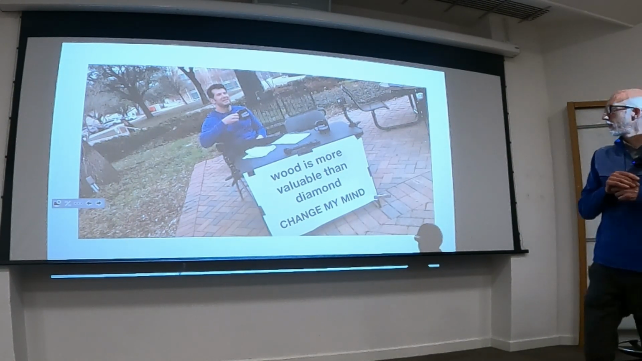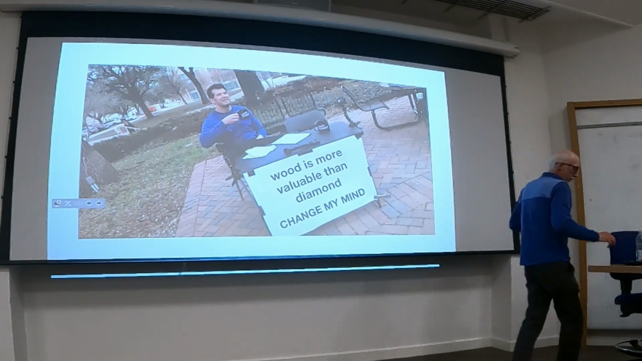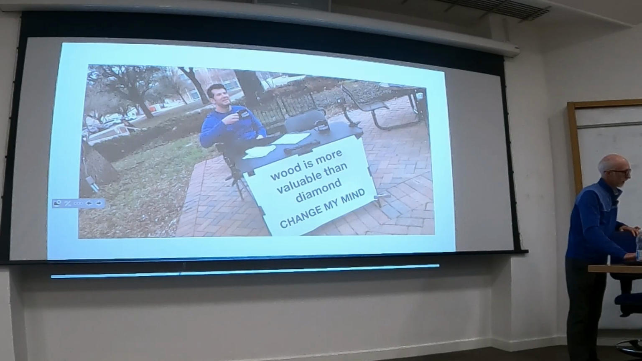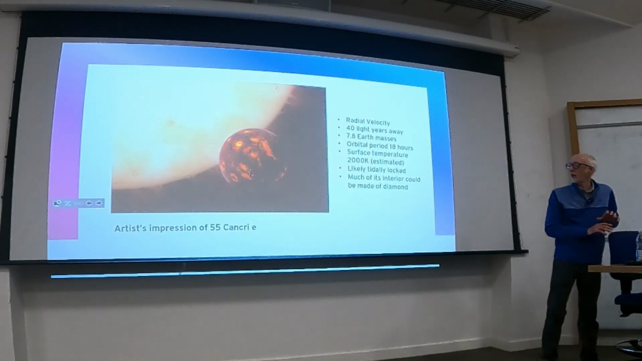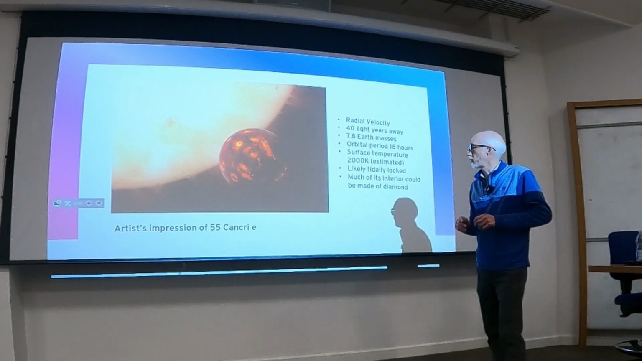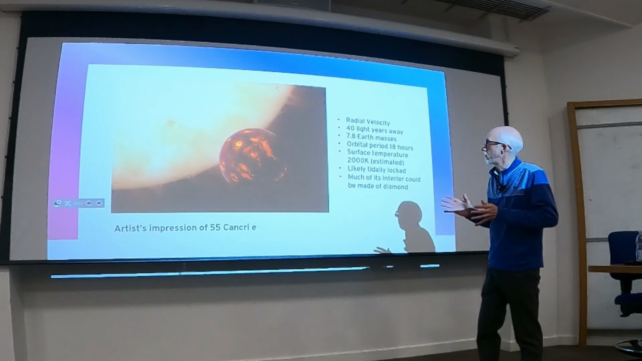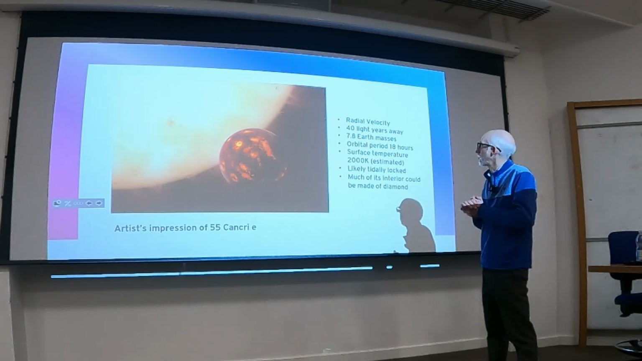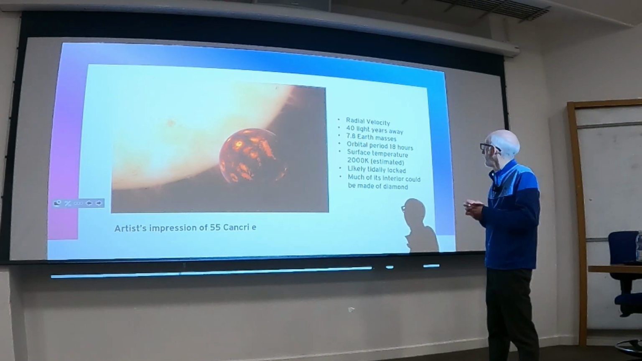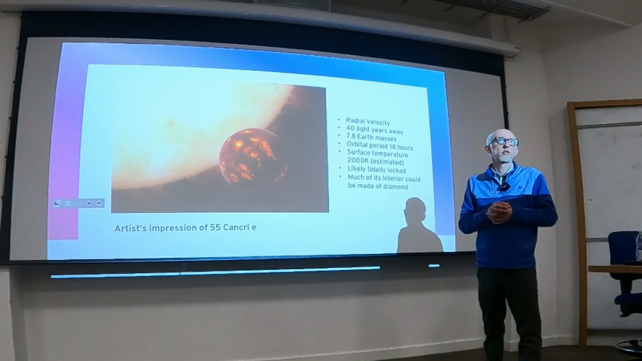Yeah, good answer. The thing that I was thinking of was that we've only found wood on one planet so far, which is ours. This is 55 Cancri. It's not a very nice place to live, admittedly. It's very hot, about 2,000 Kelvin. But much of its interior could be made of carbon, up to a third of which could be diamond.